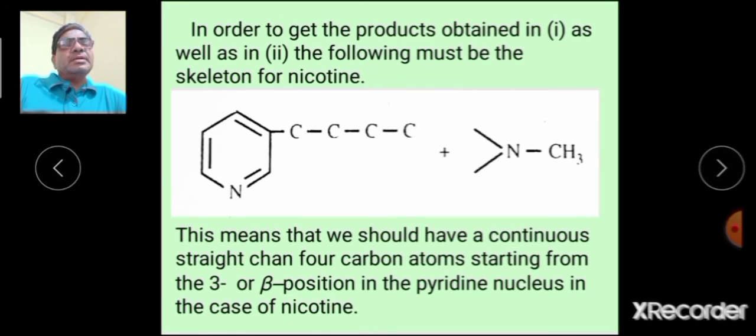In order to get the above products, the following must be the skeleton. Here, with the 2 carbon atoms, and then the N-methyl group. With the 3 carbon atoms, and this is nicotinic acid with the N-methyl group. This means that we should have a continuous straight chain of carbon atoms starting from the 3 or beta position in the pyridine nucleus in the case of nicotine.